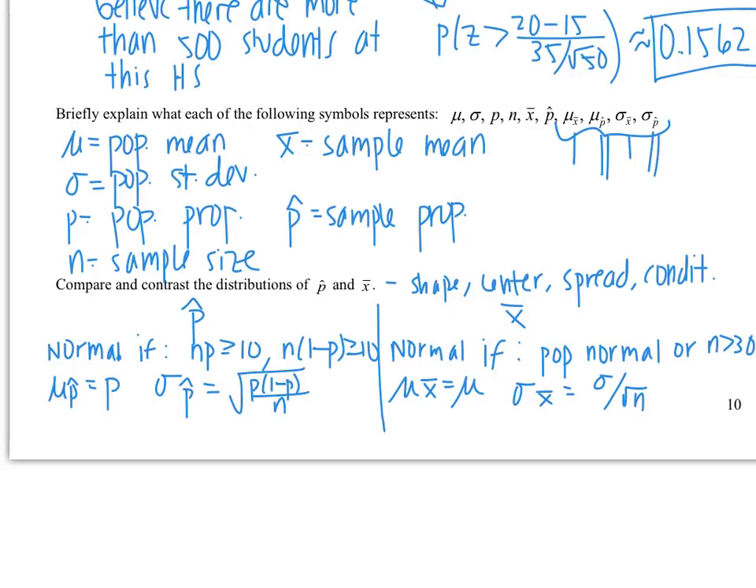And last thing, for conditions, they both have the 10% rule. So you're going to have to check that for both distributions. Or you're sampling with replacement, which we said is not very reasonable. So you should be able to see that what we learned today is pretty similar to what you learned yesterday. It's just looking at mean instead of proportion.